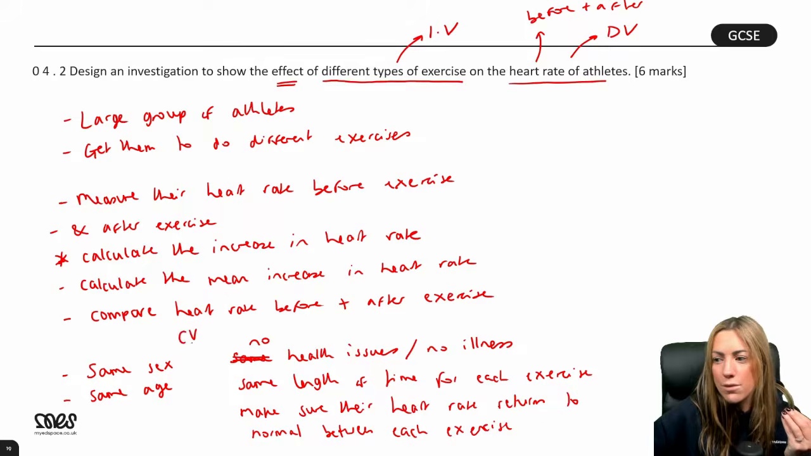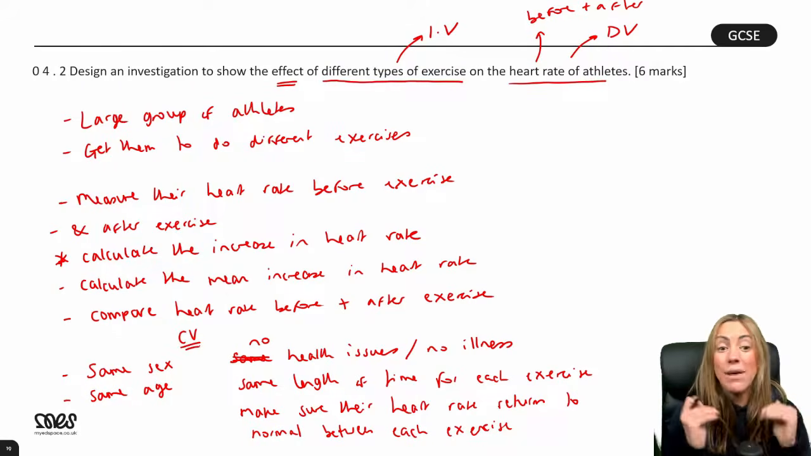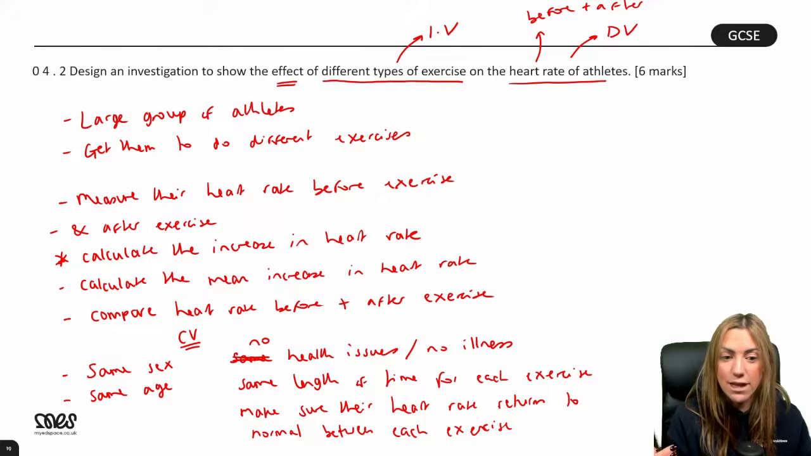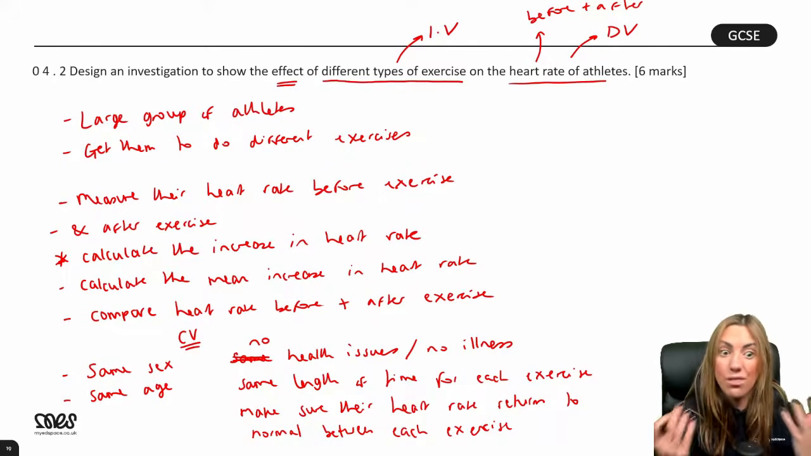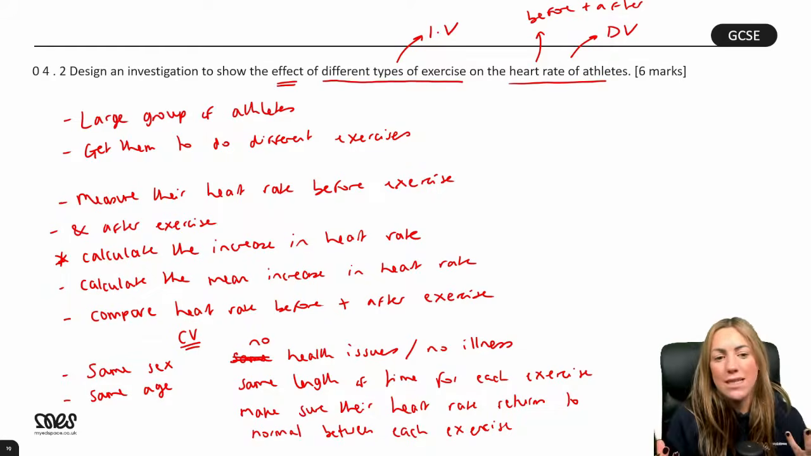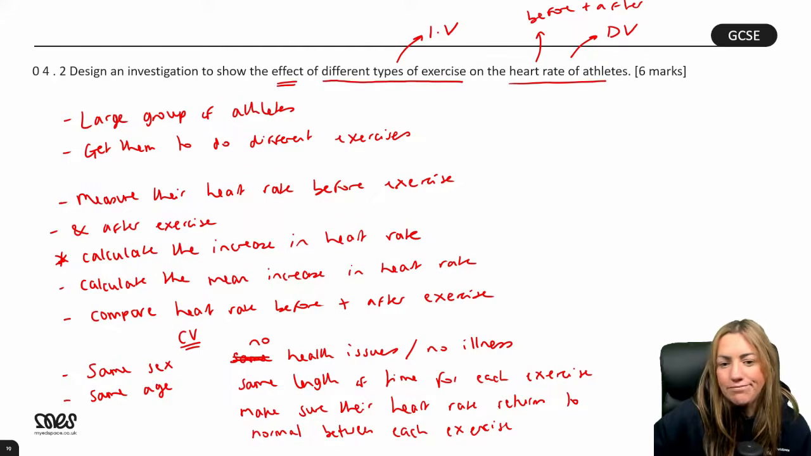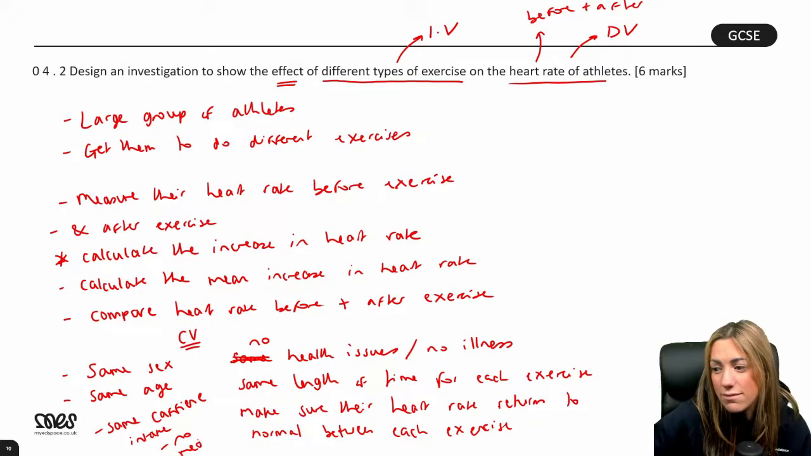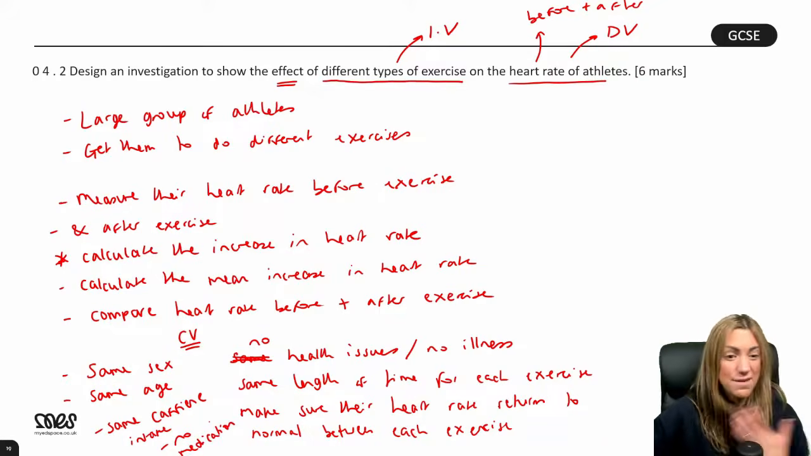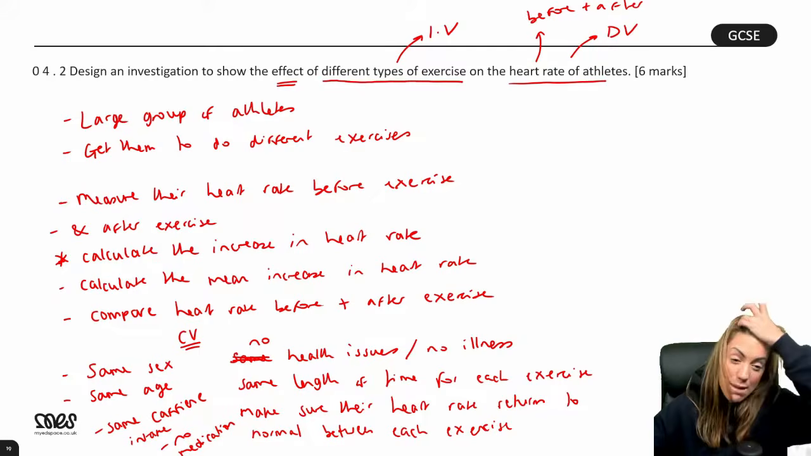Remember, control variables are all about controlling things, keeping things the same that could ultimately affect the results. The results here are the effect of heart rate, the change in heart rate. All of these things I'm listing here could potentially affect heart rate if they are not controlled. Anything else? Same caffeine intake even was on the mark scheme. Make sure they're on no medication, because if some of the athletes are taking certain drugs or certain medications, that could affect their heart rate.